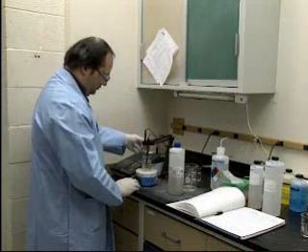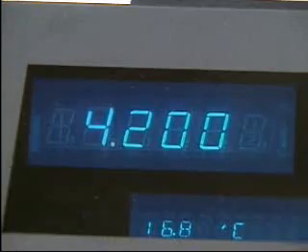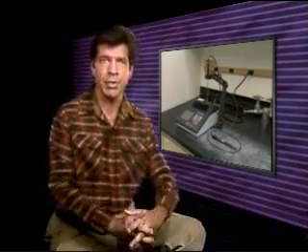The probes are inserted into the sample. The meter is then used to determine the pH value of the sample solution. A reading of 4.2 indicates an acidic liquid. The results of the pH test are compared to specifications to see if the process is within acceptable limits.